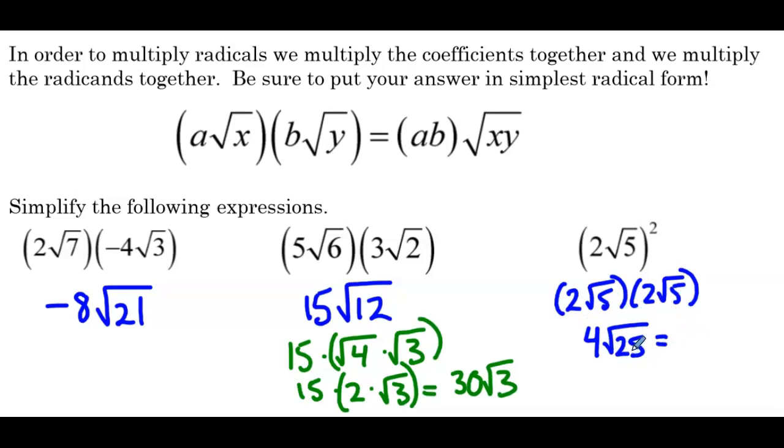25 is a perfect square, so the square root of 25 is 5, so we'd have 4 times 5, which is equal to 20. So this expression, 2 times the square root of 5, when we square it, the radical goes away. And that's fine, right? We did everything as we should, and our final answer was 20.